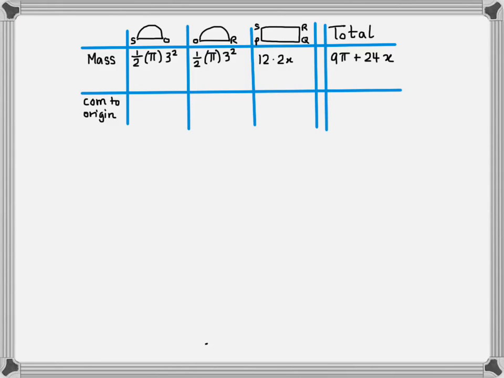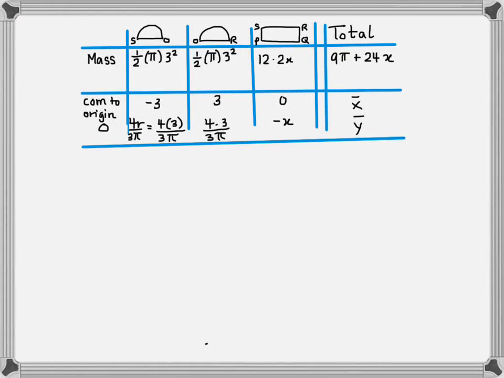Now we're going to consider our center of mass to the origin O. And you're going to need some negatives. But you know the center of mass will be on the line of symmetry, so we can actually ignore what's going on with x bar. Okay, so we're going to use the moments method and we're going to use the vector method.